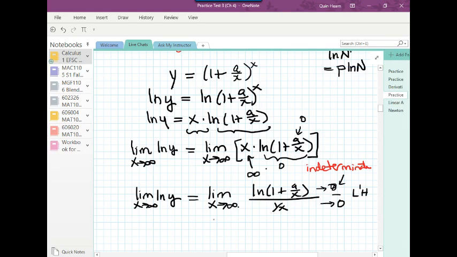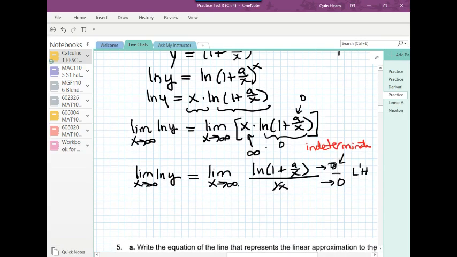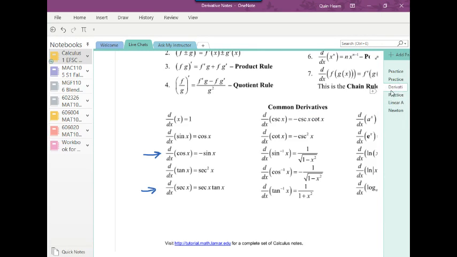Okay, so how can we get it in the form that we want? Well, whenever you have it as a product of infinity times 0, you are in good shape, because instead of writing it as a product, you can write it as a quotient and fix your problem.